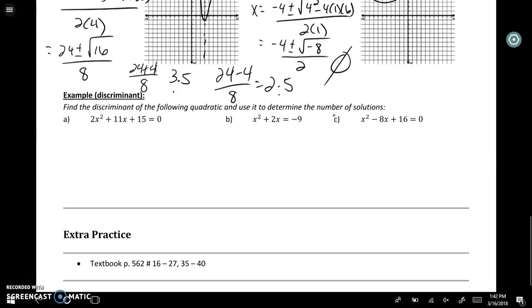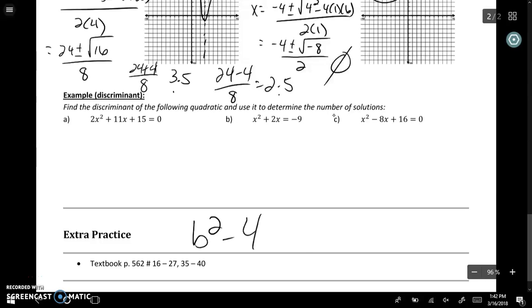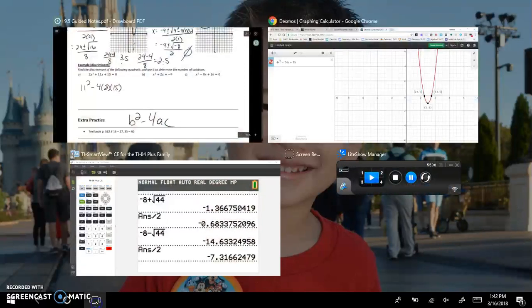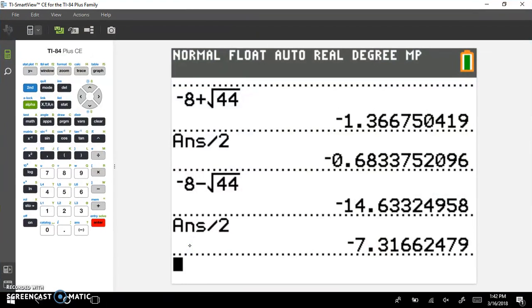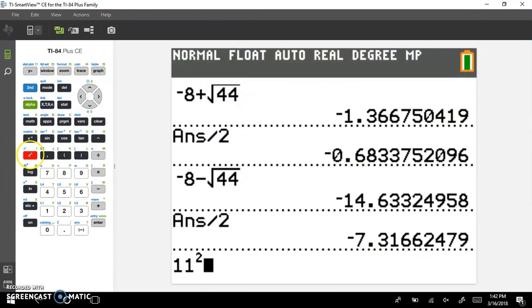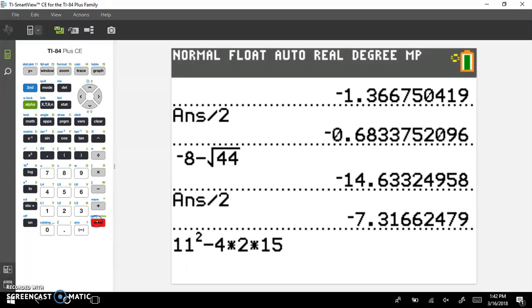Okay, now finding the discriminant gives us a little bit of a chance to figure out how many answers, how much time is it going to take. So all we're going to look at to find the discriminant, remember, is just b squared minus 4ac. So in this case, we're going to check 11 squared minus 4 times 2 times 15. We can put it straight in your calculator.